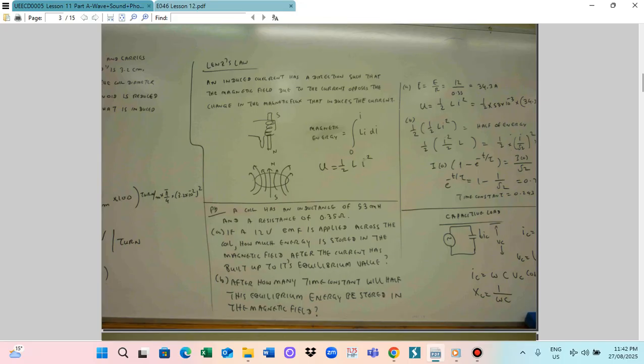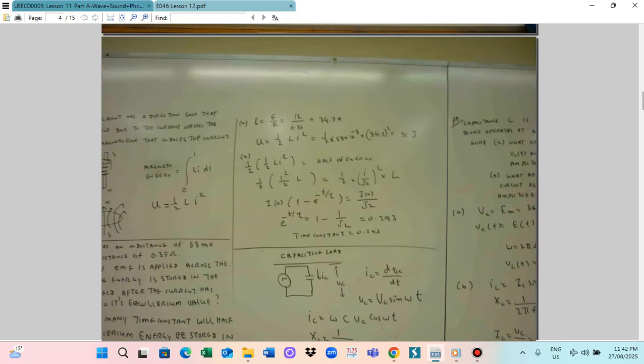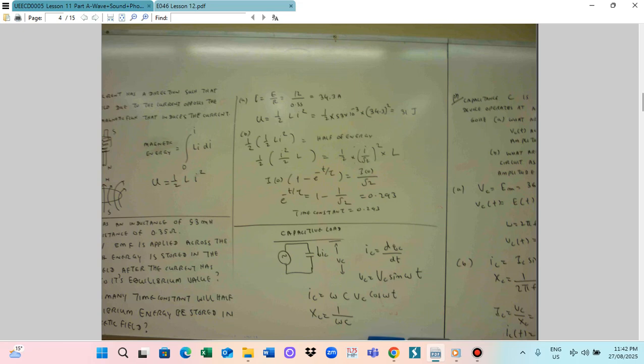Another thing is that we also have to find the time when the energy reaches half of the value. Half of the value means that the current value has to be reduced. Half L I squared, the half of this energy, can also be calculated. So I squared by 2 into L, this becomes half into I by root 2 squared into L. So the current value needs to be reduced by root 2. The current value needs to be reduced by root 2.